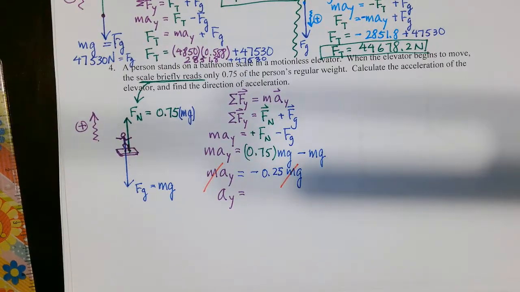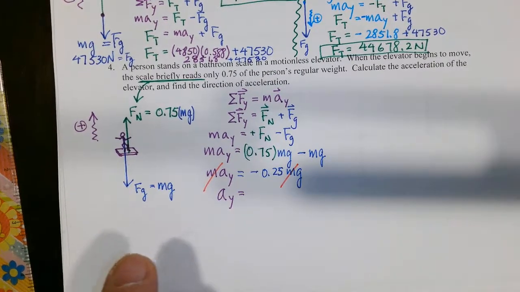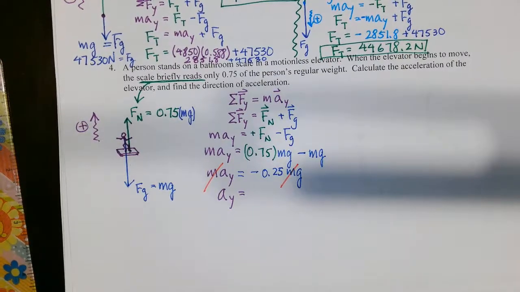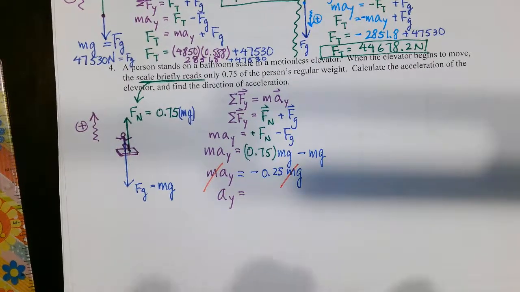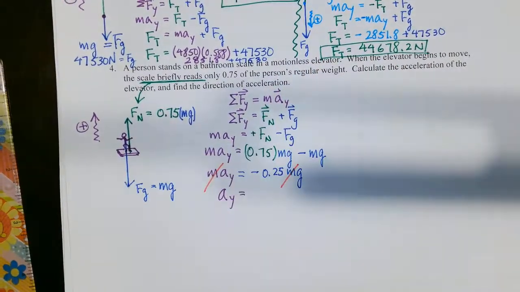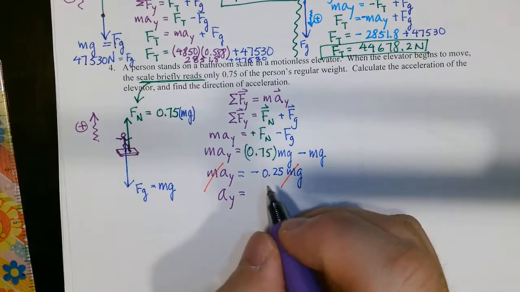Okay? It's accelerating downwards. It doesn't necessarily mean the elevator is going in the down direction, because it could actually be going up and slowing down, and that means acceleration is also in the downward direction. So we really don't know the direction of motion, actually. So right now, all we know is the acceleration is in the downward direction. That's all we know. All right?